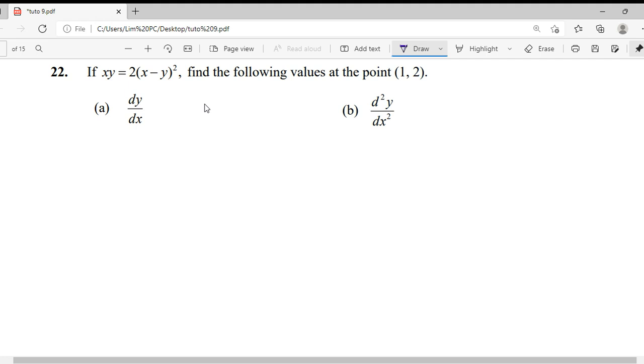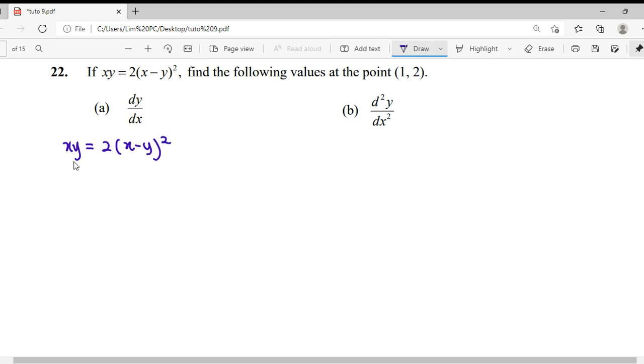When we look at y, we have to assume it like x. So we differentiate like normal, but beside it, we're going to multiply dy dx. So that will be our implicit. So we take out our question first: xy equals to 2x minus y squared.